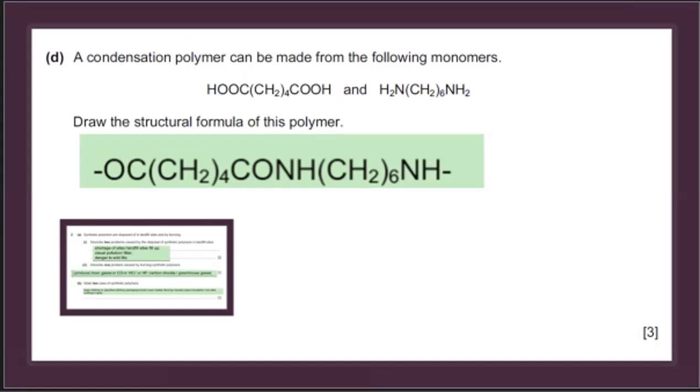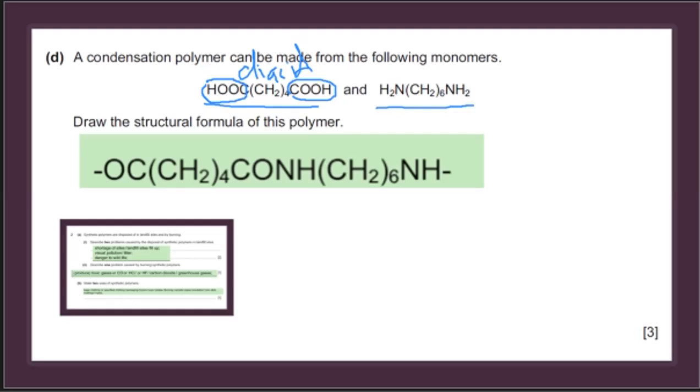All right, so a condensation polymer can be made from the following monomers. So you have one monomer here, and you have a next monomer there. Then you draw the structural formula of this polymer. So if you look closely, you have COOH here, and you have COOH there. So this means that we're dealing with a diacid.